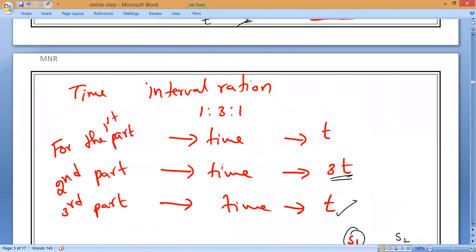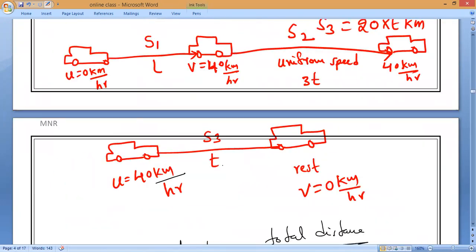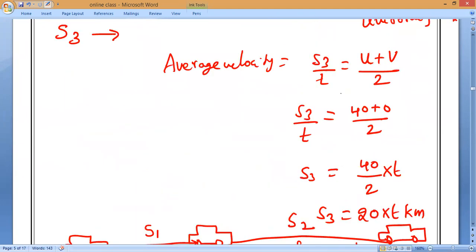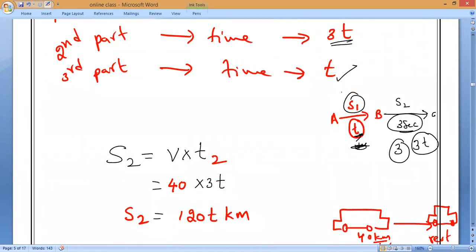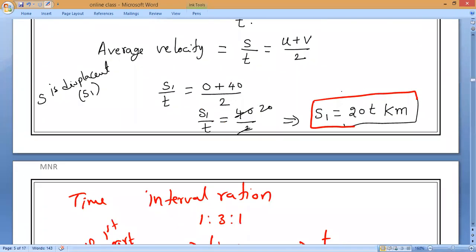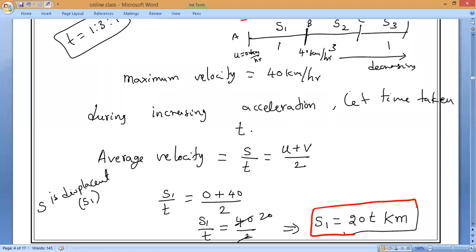Solve it now. Draw this diagram, but it should be a single line. So totally how many journeys? This is journey 1, this is journey 2, and this is journey 3. Is it okay, everybody? Yes, sir. Solve it. I will display it. So S1 is finished, everybody?